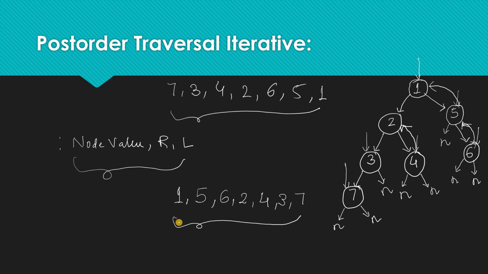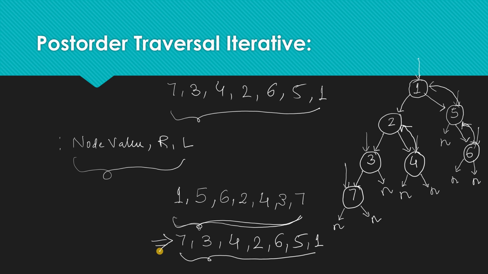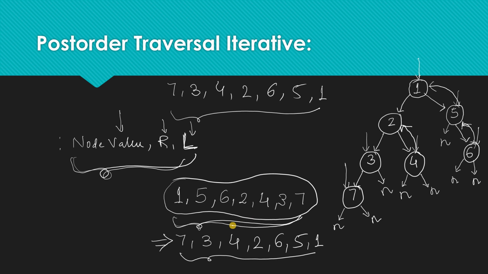if you see this sequence closely, let's reverse this sequence. Now what have we got? We have got the post-order traversal, right? So if we explore our tree in this manner, like first the value of the node, then right, and then left, and store our sequence, and then print our sequence in the reverse order, we'll get the post-order traversal, right?